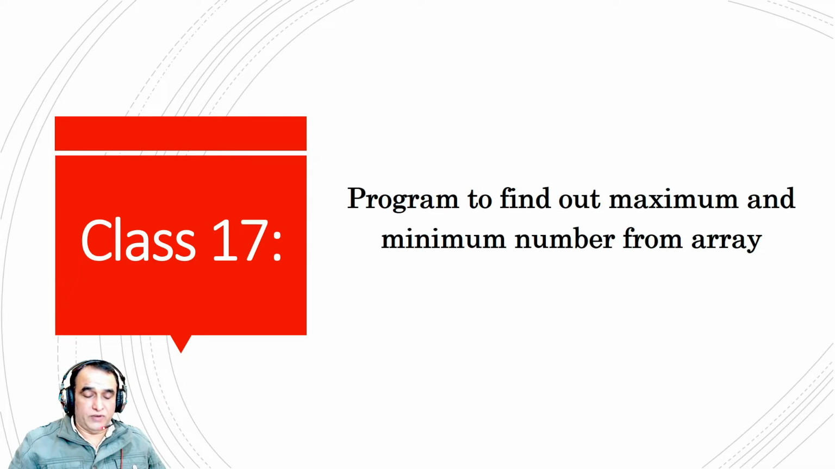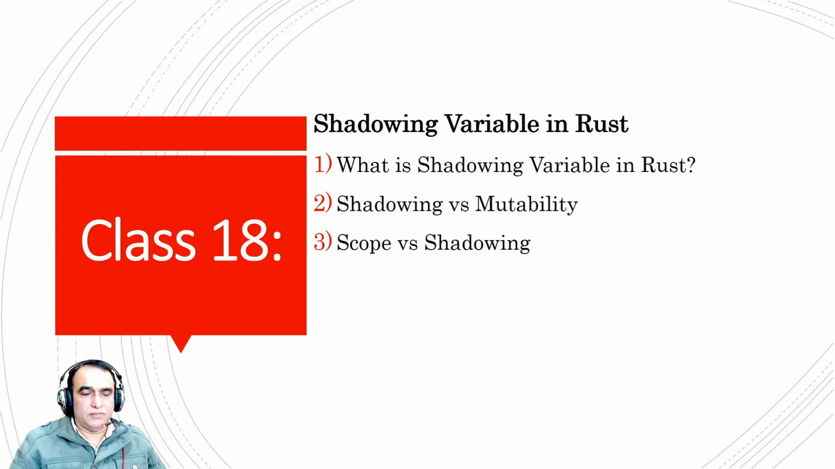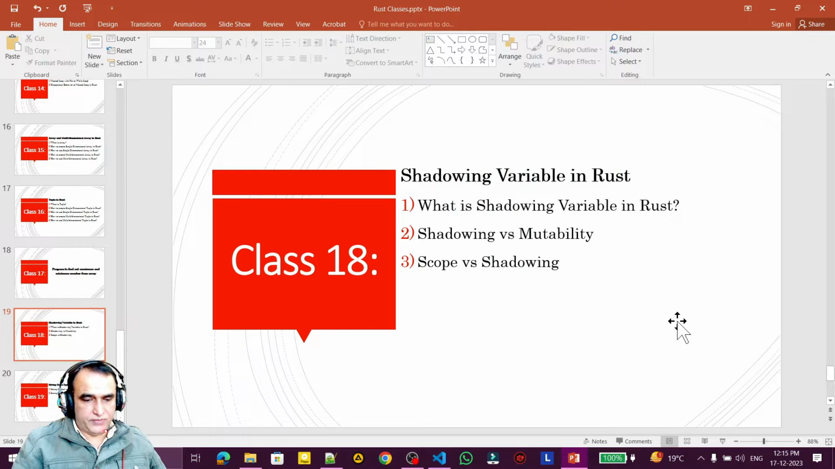In the last video, we saw how to find the maximum and minimum number from an array. In class number 18, we are going to understand shadowing variable in Rust. First of all, we have to understand what a shadow variable is. Then we have to understand the difference between shadowing versus mutability. Then we also need to understand scope versus shadowing. So let's understand it with an example.